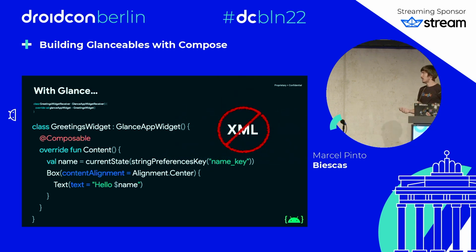So one important factor here is that we don't have XML, and the API is way more readable, it's easier to understand, and it allows you to customize everything at runtime and avoid some of the runtime issues that we would have with RemoteViews.